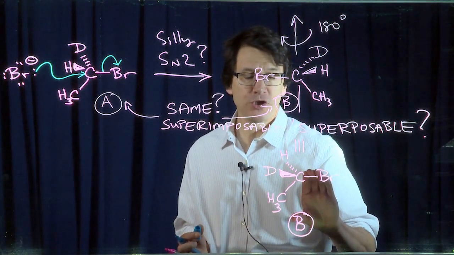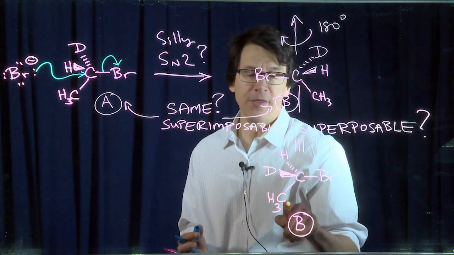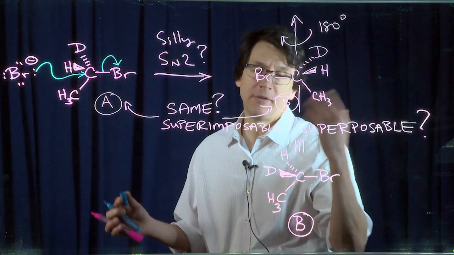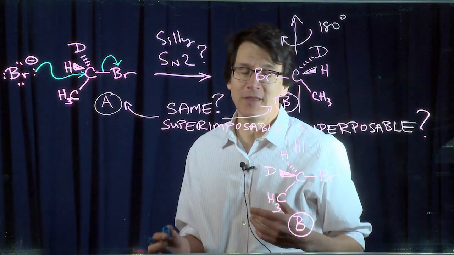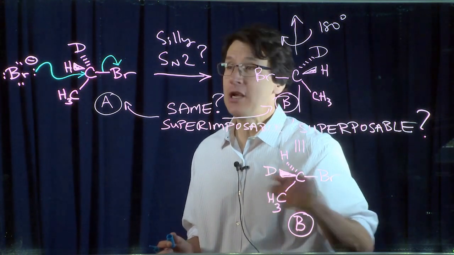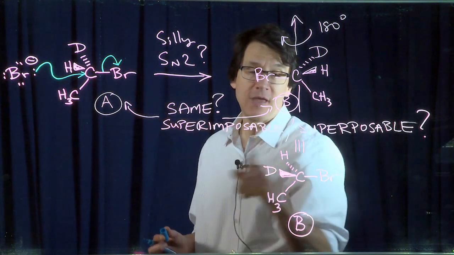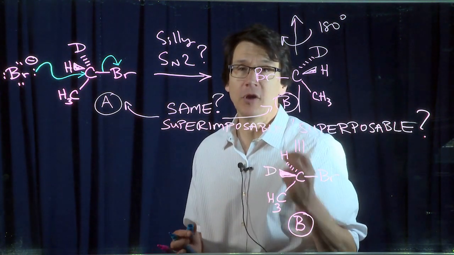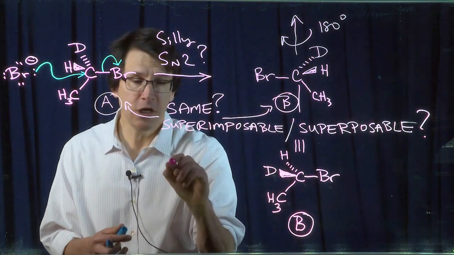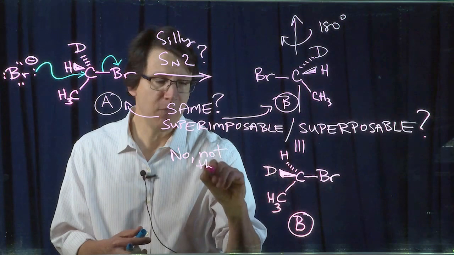Well, at this point, we could just scooch B over here. The bromine, the carbon, and the methyl would match. But the D is on the wedge here. It would be lying on top of the hydrogen, and the D there would be lying on top of that hydrogen. So no, they are not superimposable. So the conclusion here is no, not the same.